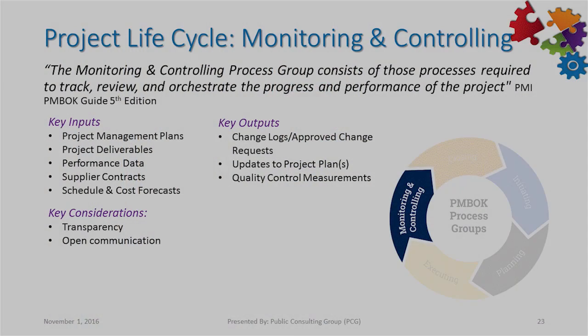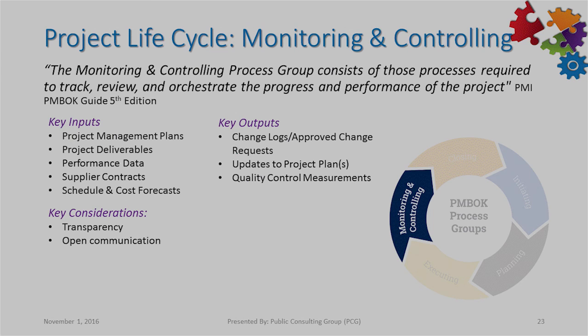So again, the key inputs are the project management plans, the project deliverables, and the performance data. So this is where you're going to come out, and what comes out of monitoring and controlling is your status reports. Your status reports are going to consist of how you're doing against your schedule, your budget, and your costs. So all the things that are important to be measured come out in monitoring and controlling, and they're being communicated throughout the project, not just sitting in the project manager's head or office.